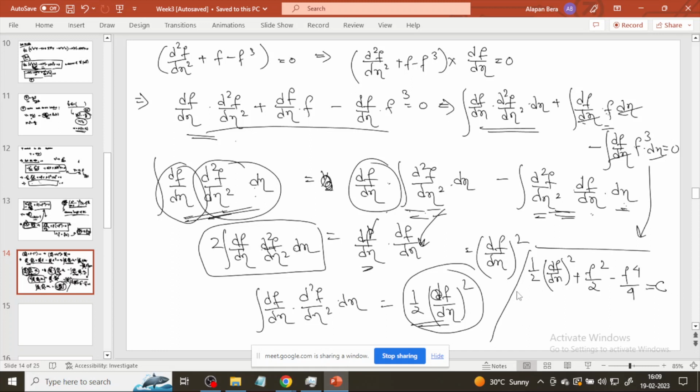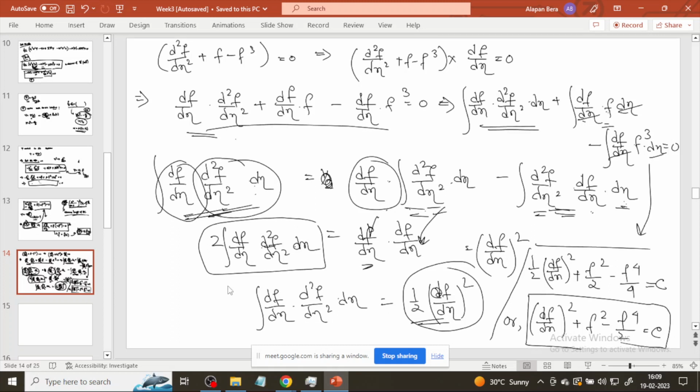Now again we have to simplify it. So (df/dη)² plus f² minus f⁴/2 equals a constant. So this is our final simplified equation.